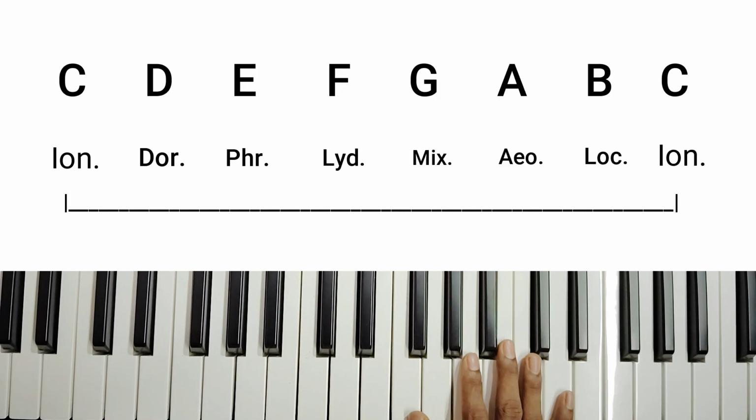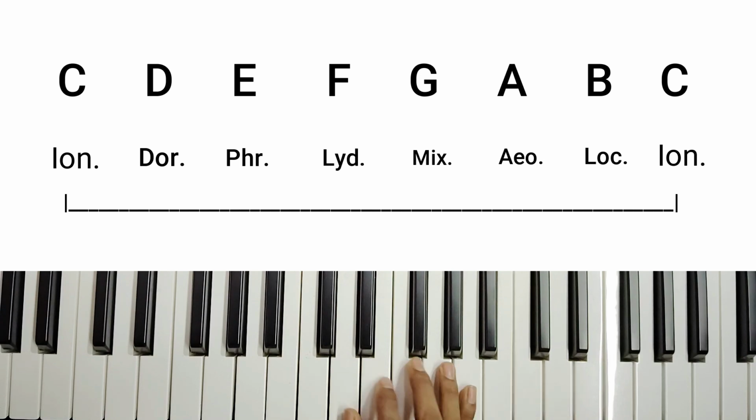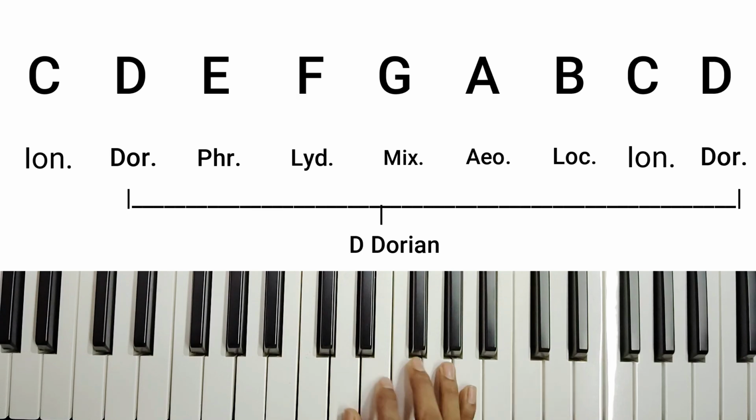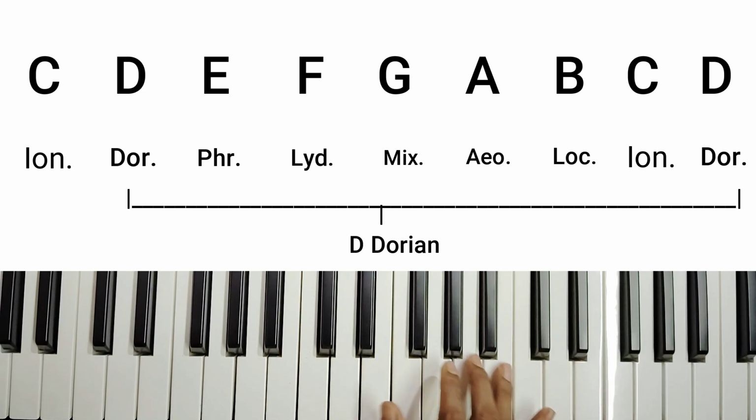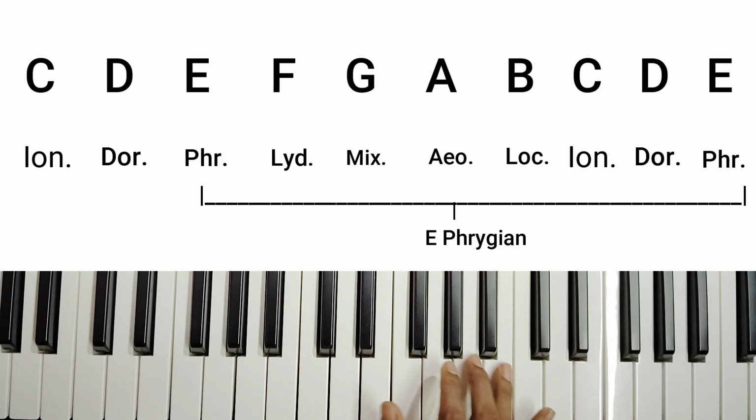On the keyboard, if you are playing C to C, that means you are playing in Ionian mode. If you are playing D to D, that means you are playing in Dorian mode. If you are playing E to E, that means you are playing in Phrygian mode.